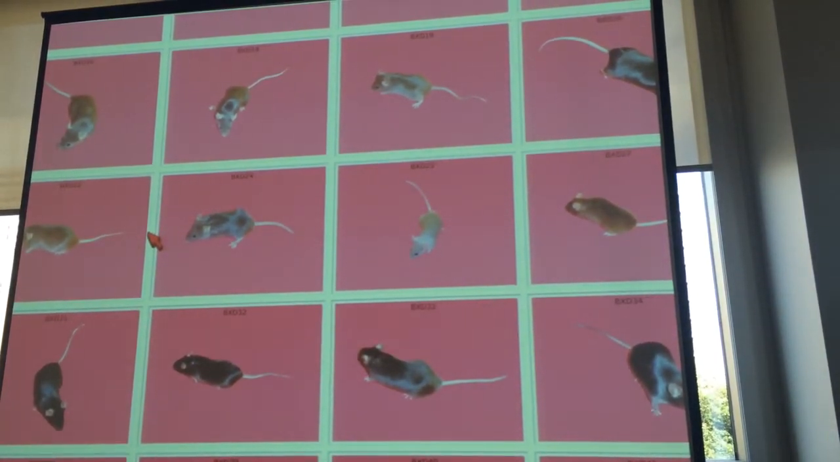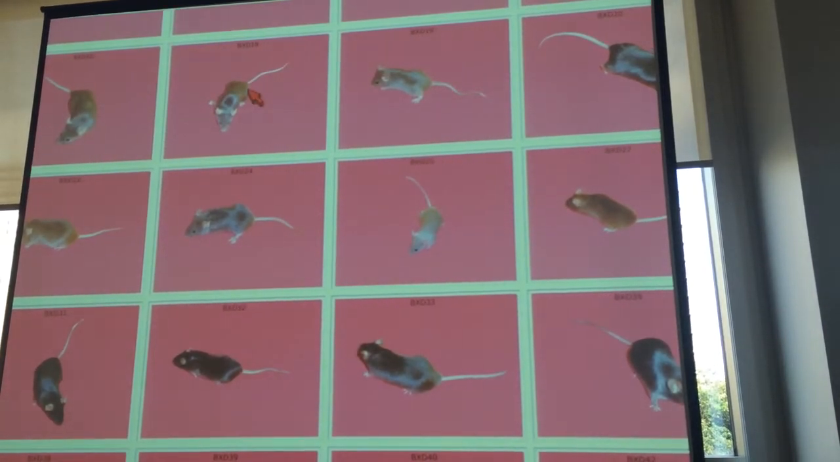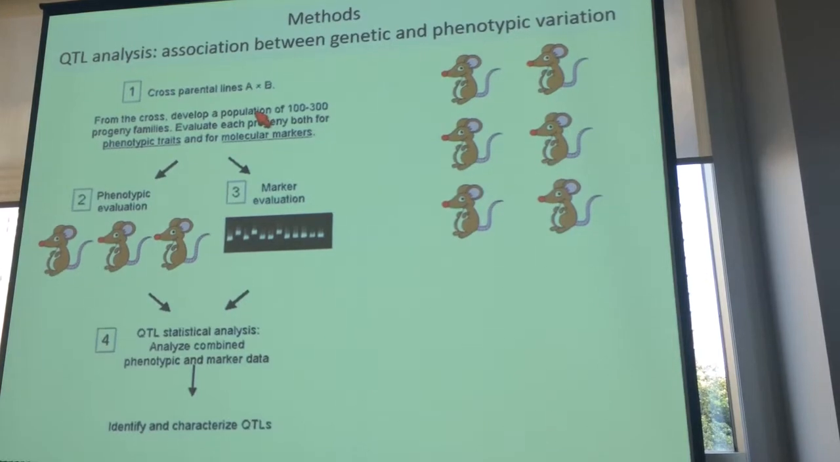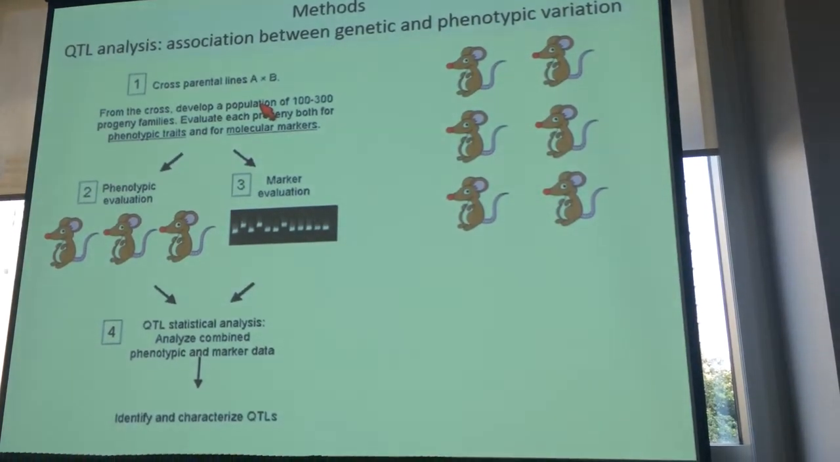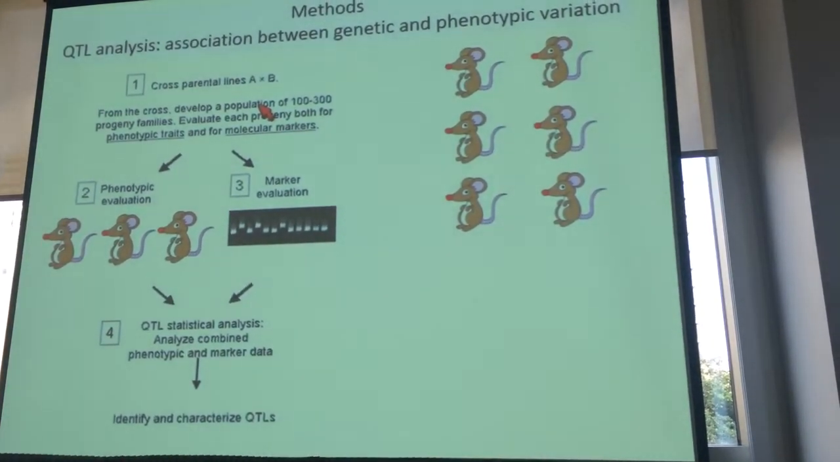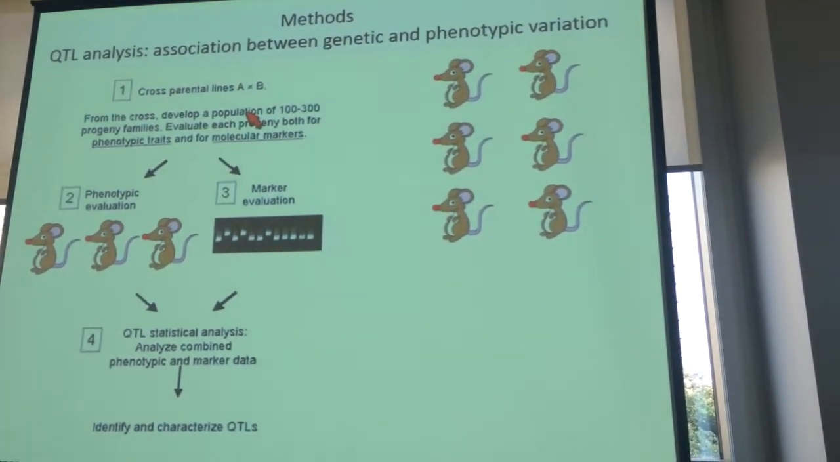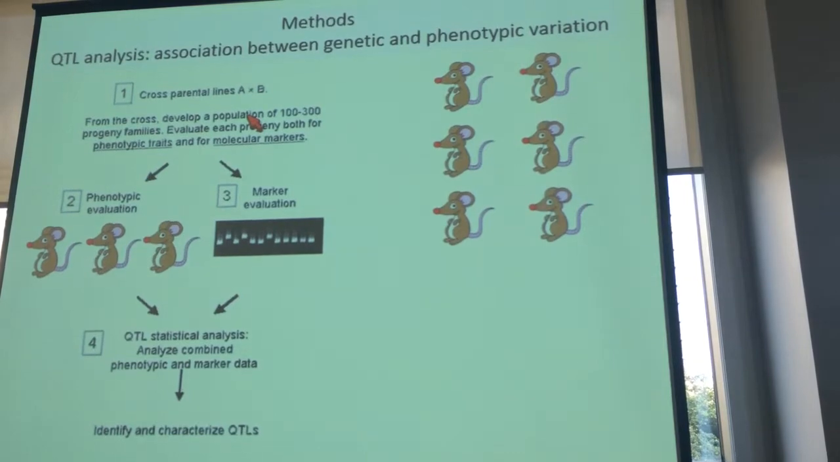And the range of the traits is also much greater than the original two founding strains. And then the method that we're using is simply interval mapping. I don't think I need to explain that to the audience here. We're basically looking for an association between genetic variation and phenotypic variation in our population.